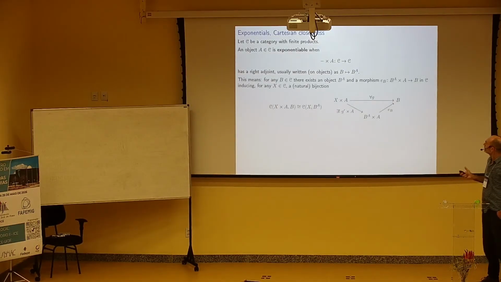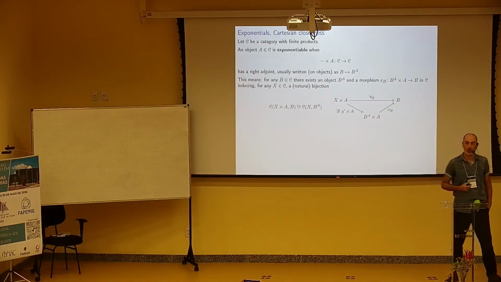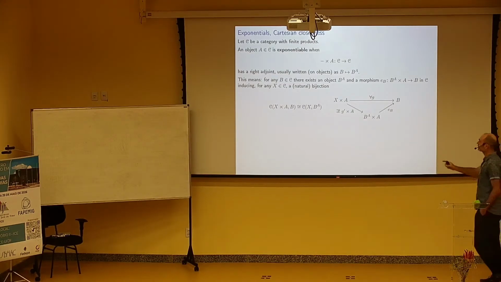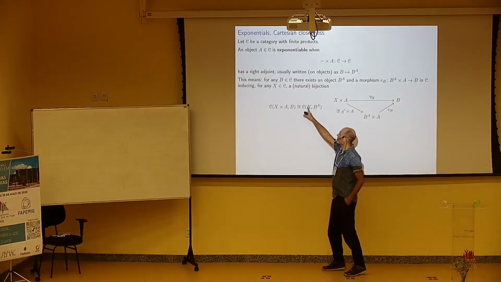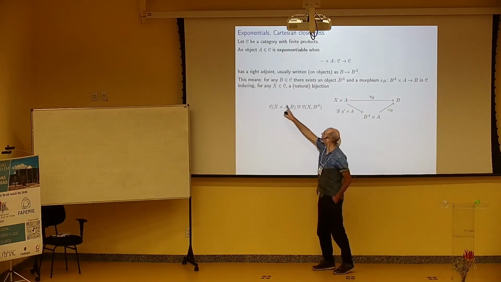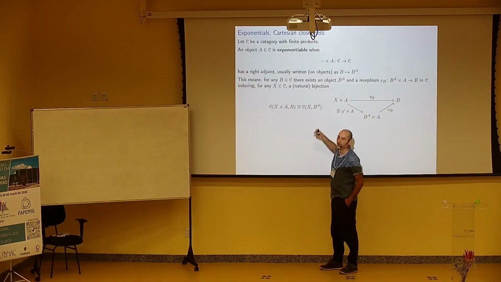So writing out what this adjunction means, it means quite literally that for any object B, you can compute a new object B to the power A, B exponential A, and an evaluation morphism from B to the A times A into B, inducing natural bijections. I'm sure this is the natural isomorphism that you've all seen, and you can see that the left adjoint is on the left and the right adjoint is on the right.